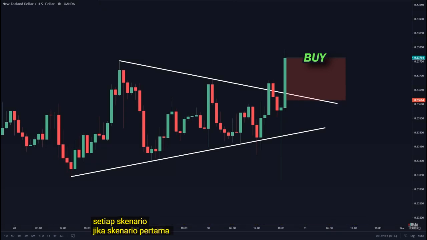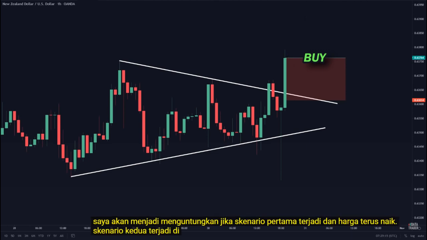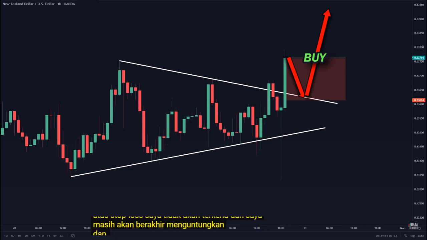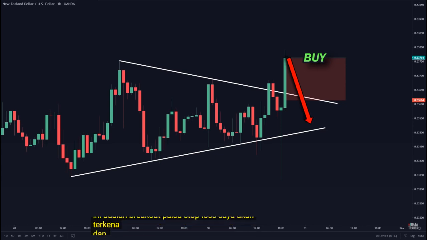If the first scenario happens and the price continued upwards, I will end up being profitable. If the second scenario happens, where the price pulls back towards the key level before continuing upwards, my stop loss would not be hit and I would still end up profitable. And if the third scenario happens, where unfortunately it's a false breakout, my stop loss will get hit and it will prevent me from losing more money.